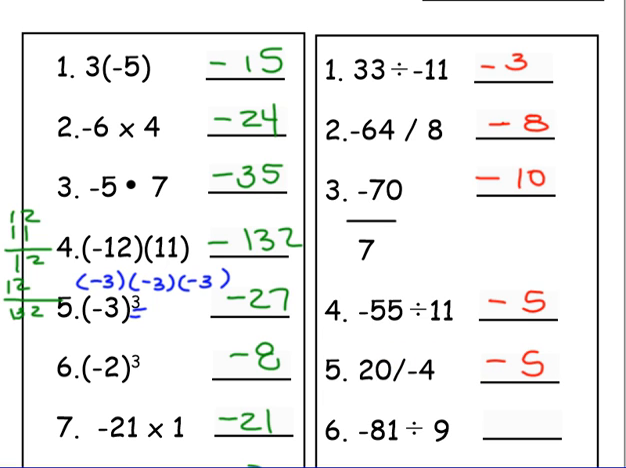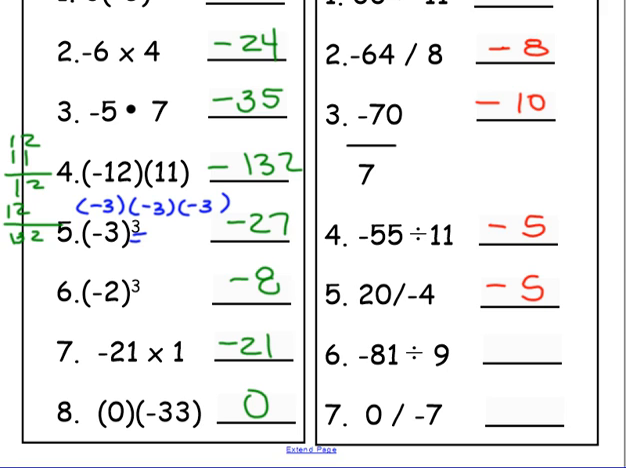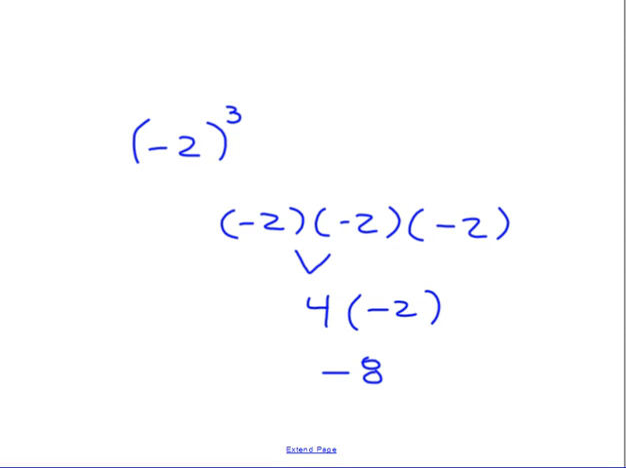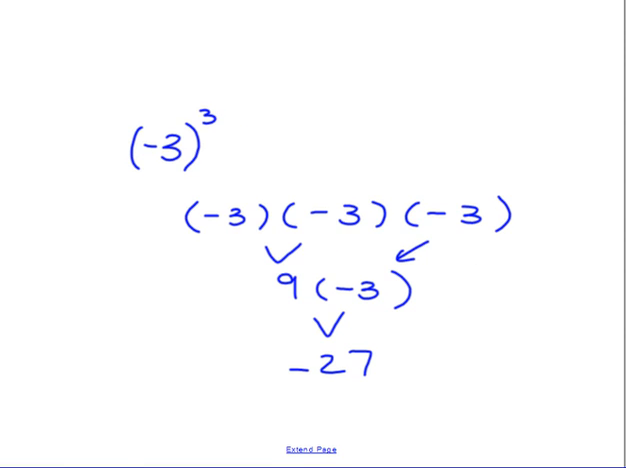You'll see how I'm talking through this by first asking myself, what is my sign? Second, solve the problem. Negative 81 divided by 9. Negative divided by a positive is a negative. 81 divided by 9 is 9. 0 divided by negative 7, doesn't matter, it's going to be 0. All right, let's go ahead and get rid of those two there.